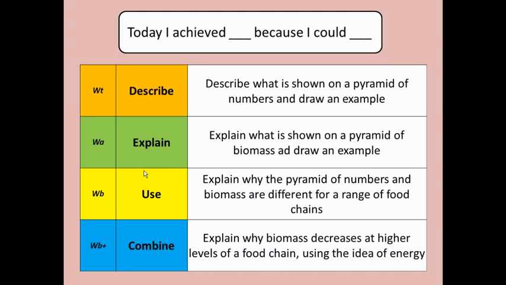Okay, so we're going to write our final sentence now. It's really important so you know at the end of today what you've learnt from this science lesson. So write "Today I've achieved", and then the word of the grade you achieved. So if you got to working at, today you achieved explain, because you could, and make sure you're putting the reason down. What can you actually do after this lesson? Okay, put the reason down.